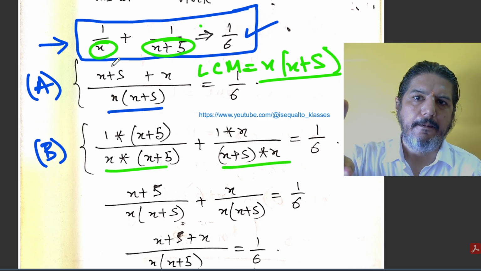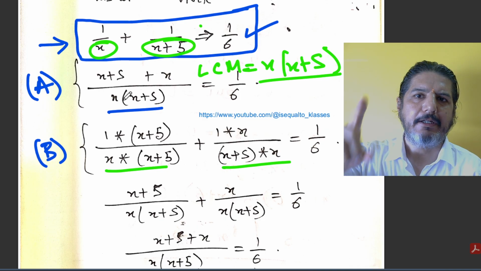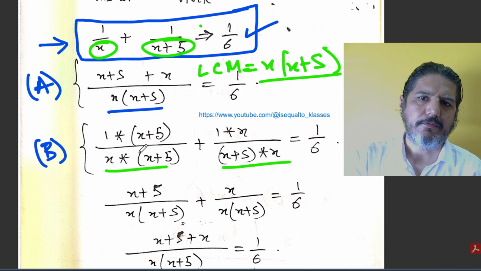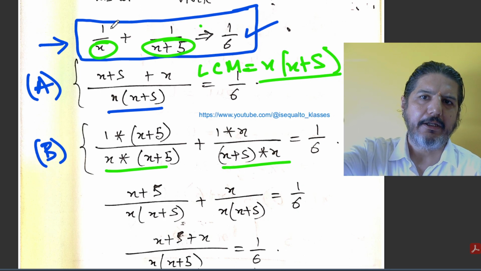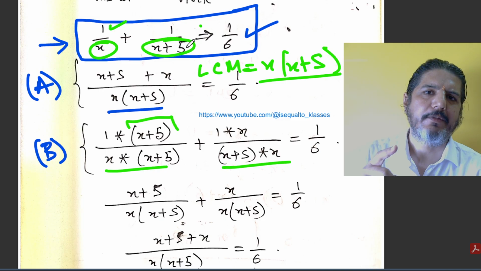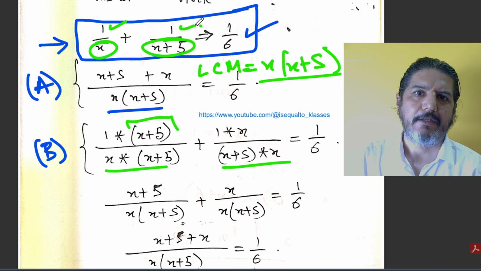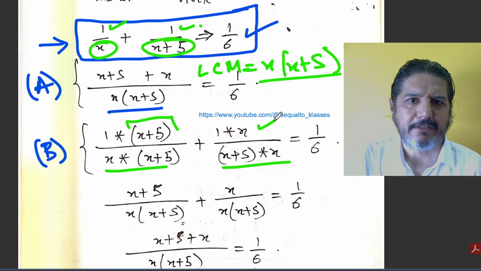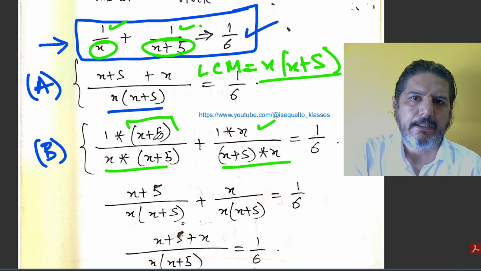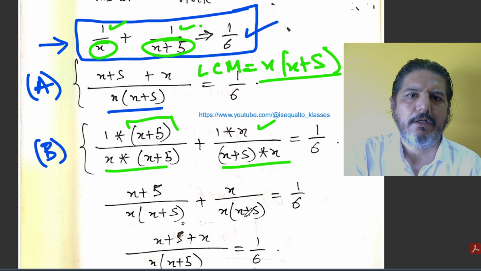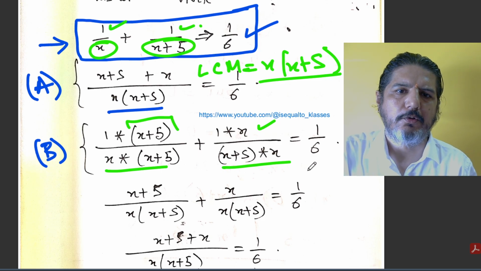Now, I multiplied the denominator by x plus 5. So I'll have to multiply the numerator by x plus 5. That is what I have done here. I have multiplied the denominator by x. So I'll have to multiply the numerator by x. So here the fraction becomes x plus 5 upon x into x plus 5. Here it becomes x upon x into x plus 5 is equal to 1 by 6.